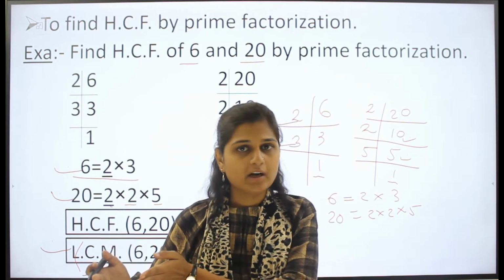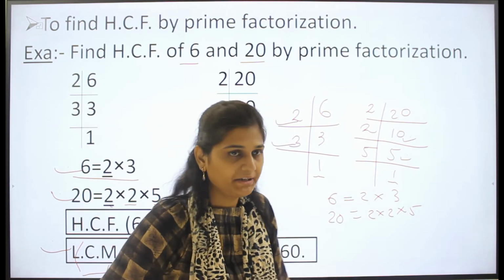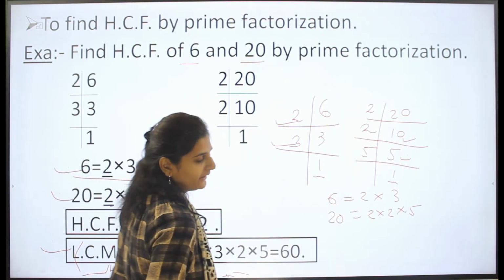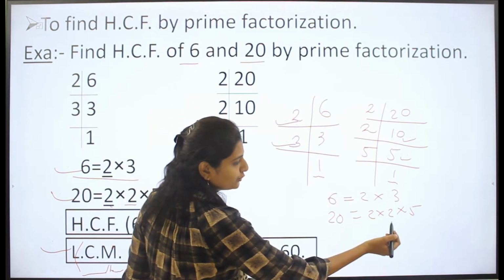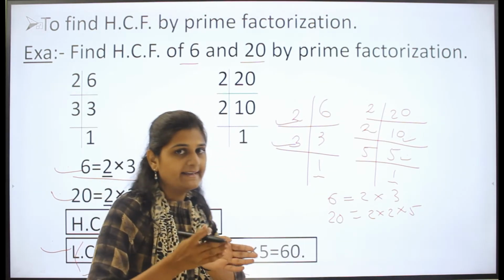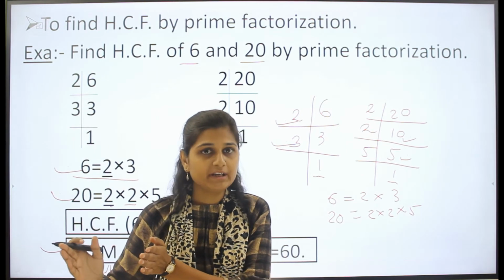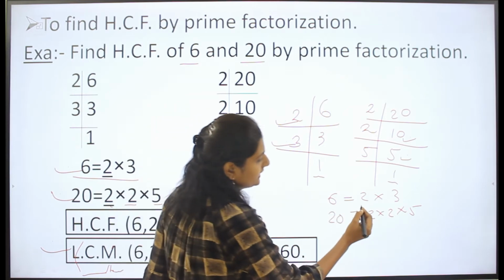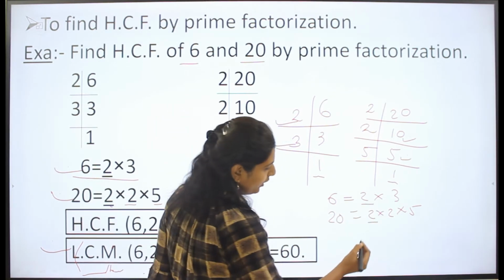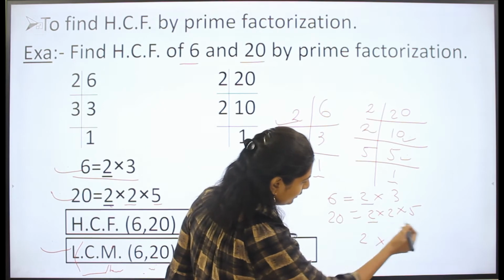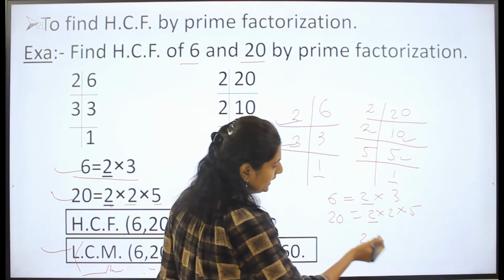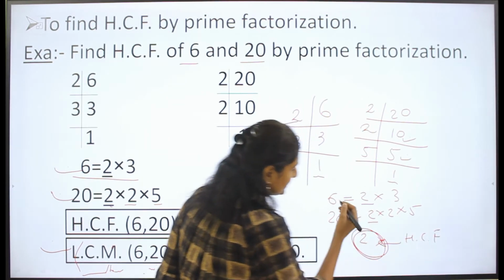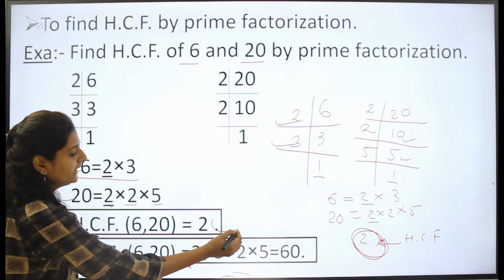So first you have to take out the factors. Factors we have already taken: factors of 6 are 2 and 3 and factors of 20 are 2, 2 and 5. Now for the highest common factor, factors we have taken, now we will go on to common. Which values are common among these? So here 2 is common. Nothing else is common, only 2 is common. So that means the HCF of 6 and 20 will be 2.